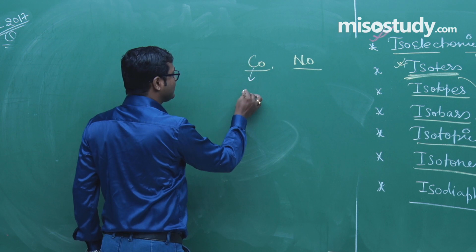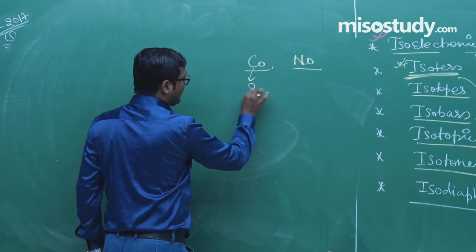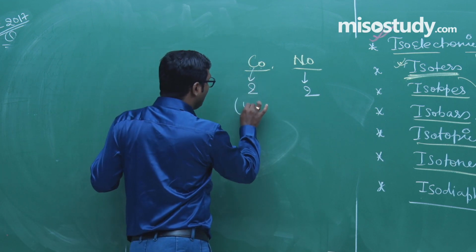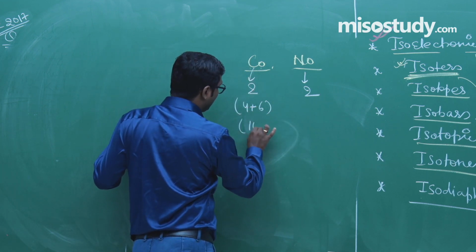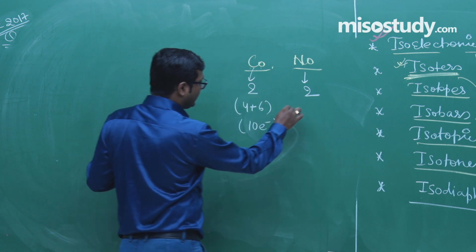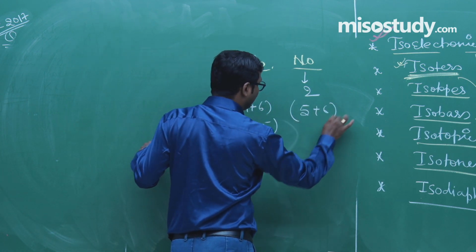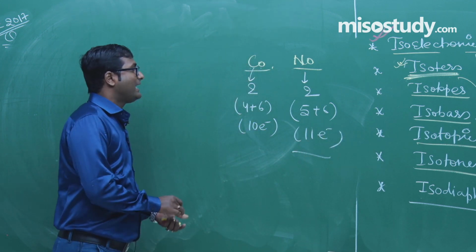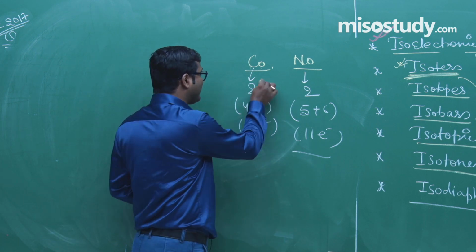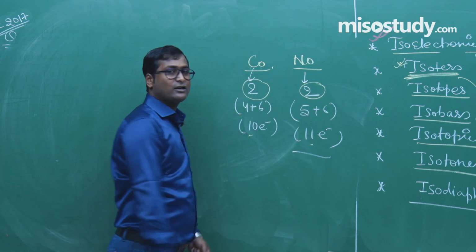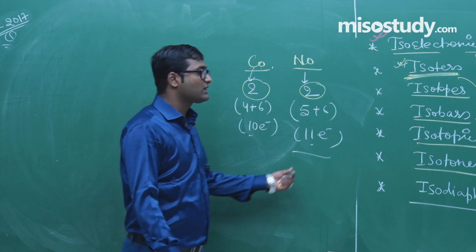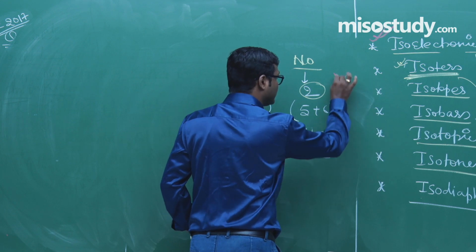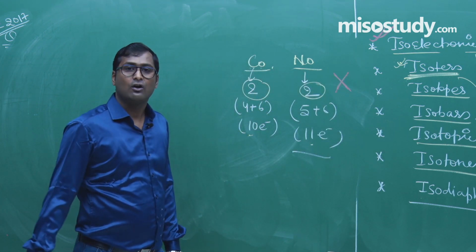In CO, we say the number of atoms is 2, here the number of atoms is 2. Yes sir. Now, count the valence electrons. 4 plus 6, that is equal to 10 electrons. Now in this case, 5 plus 6, that is 11 electrons. Look at it, in CO and NO, the number of atoms is the same, but the valence electrons differ. If the valence electrons differ, my friend, then we can say they are not isotopes. Clear to you? They are not isotopes.